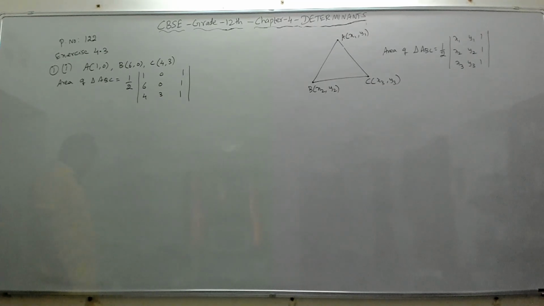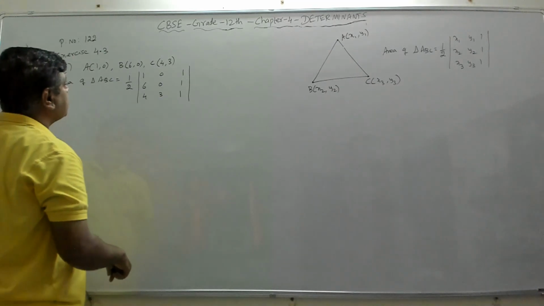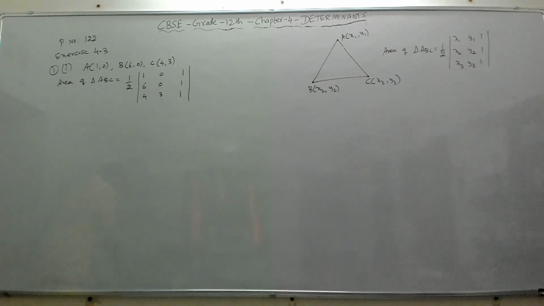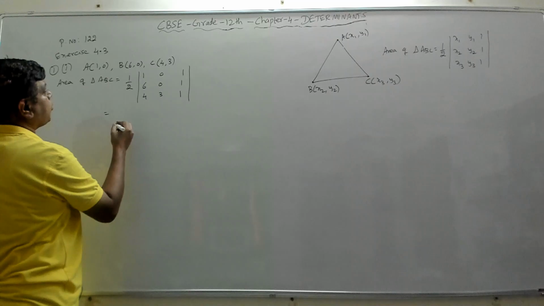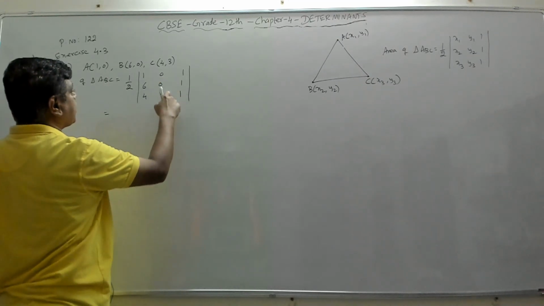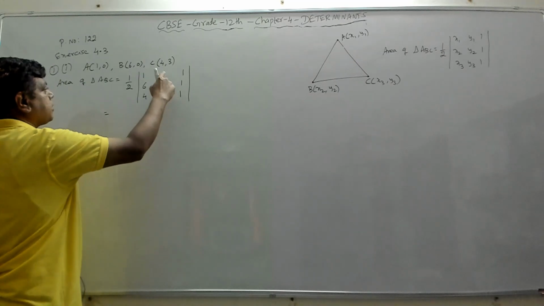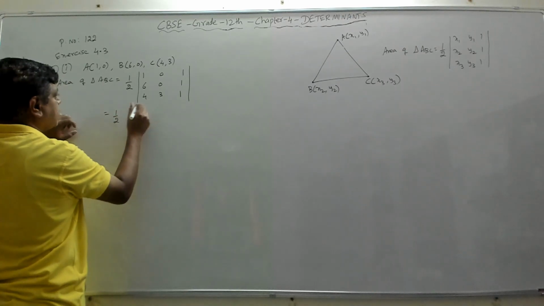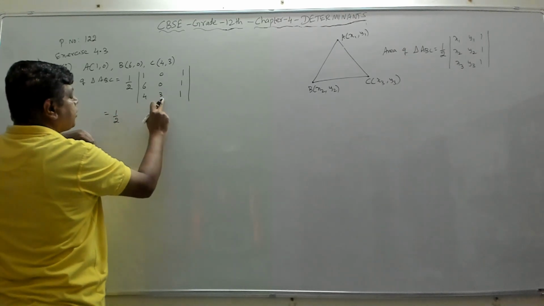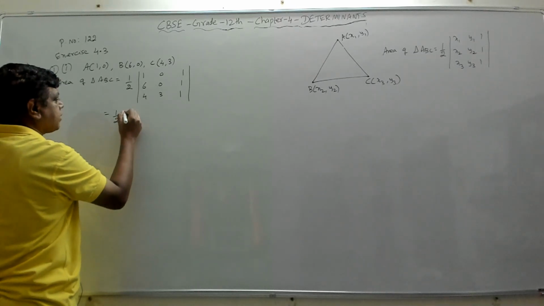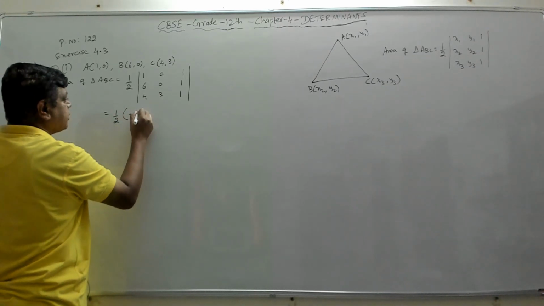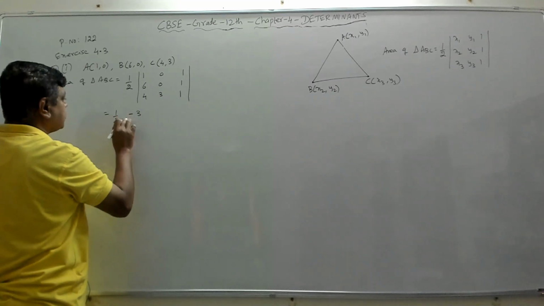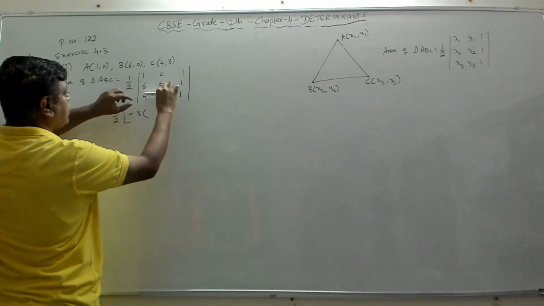Fine. Now we will evaluate the value of the determinant. If we expand using column 3, because it has 2 zeros, we can take this element. So the determinant will be 1 by 2 of, this is in position A32, so there will be a minus, 3 into, then I'll close this particular row and this particular column.